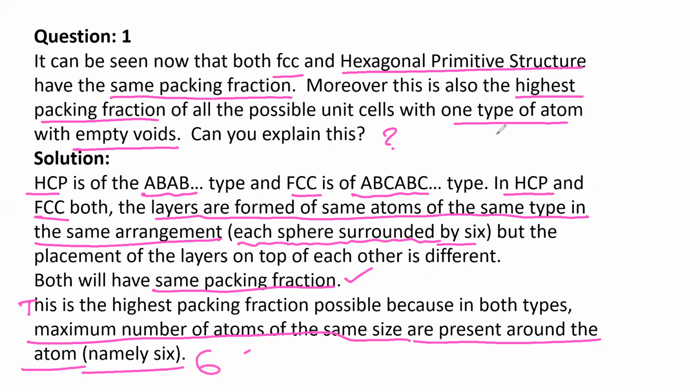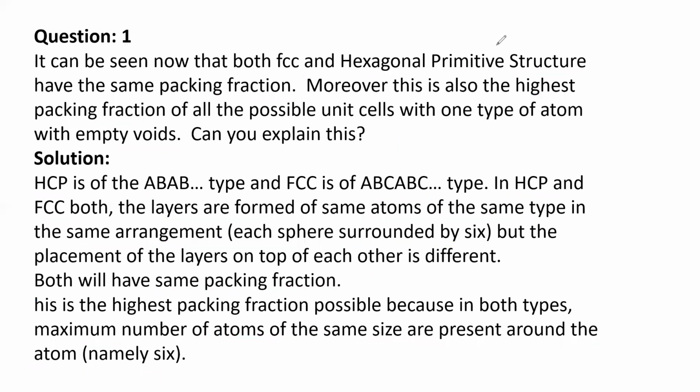CCP also 6 atoms. So this is a question which is very important for discussion. That's why I have added this question, that HCP and FCC have the highest packing fraction with one type of empty voids. Okay, next question.